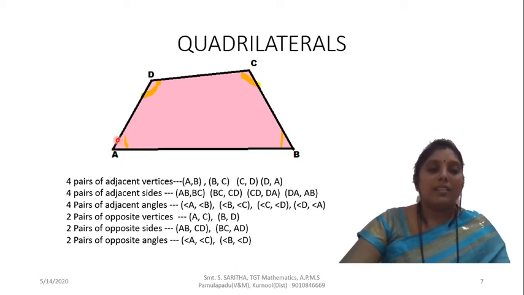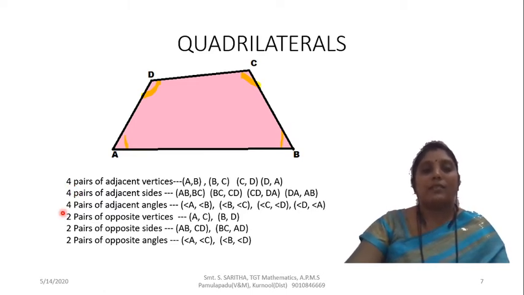Coming to the angles, angle A and angle B are adjacent, angle B and angle C are adjacent, angle C and angle D are adjacent, and angle D and angle A are adjacent. So, it has four pairs of adjacent vertices, four pairs of adjacent sides, and four pairs of adjacent angles.